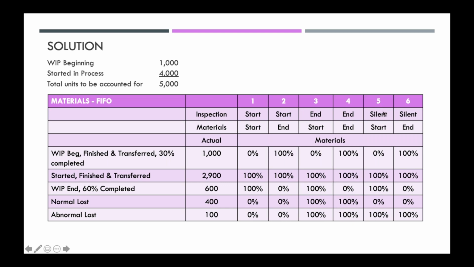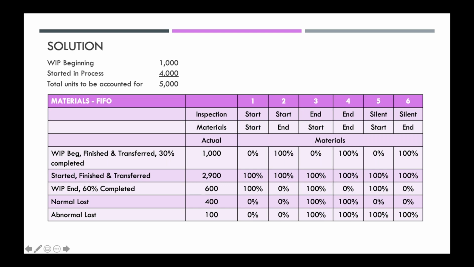Scenario 5, problem is silent. Hindi sinabi kung start, during, or at the end of the process yung inspection point. Ang assumption natin kapag normal loss is at the start of the process. Kapag abnormal loss is at the end of the process. Okay? So that's the assumption kapag silent. So materials is at the beginning. Work in process beginning, wala nang materials kasi naabutan na natin yan, may materials na yan. Kaya 0 materials na siya. Started, finished, and transferred, 100%. Work in process end, 100%.